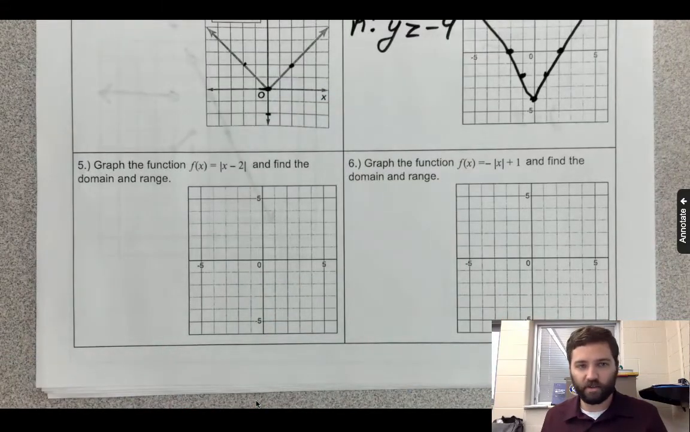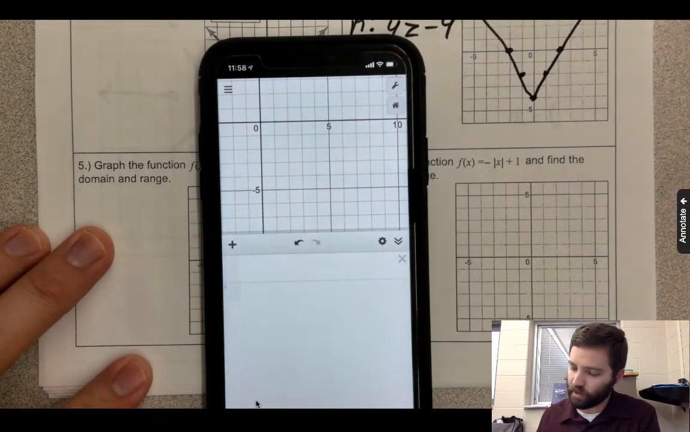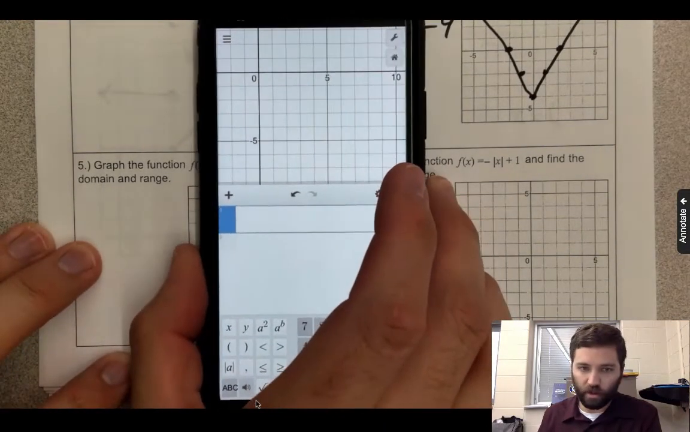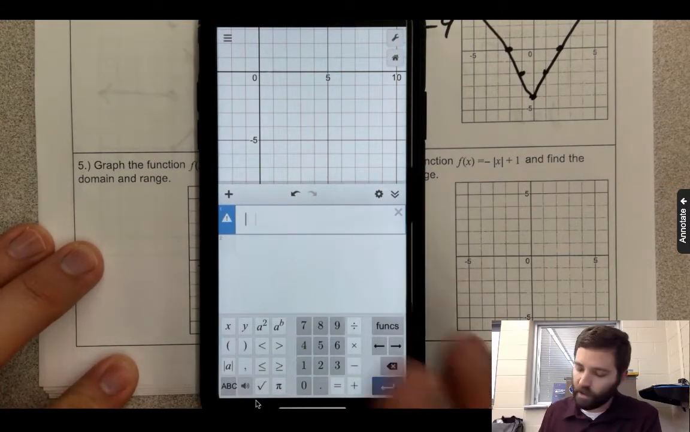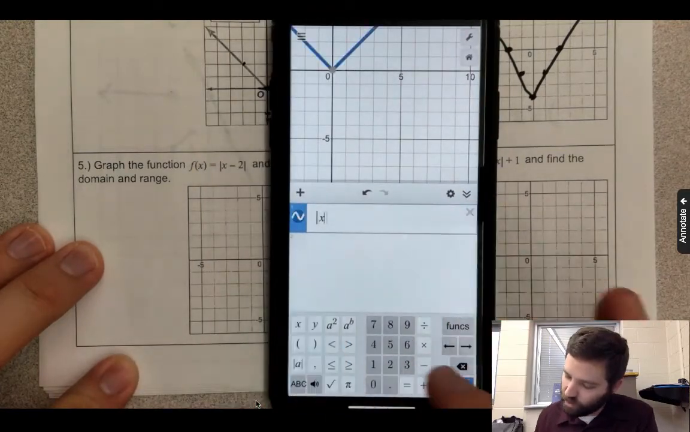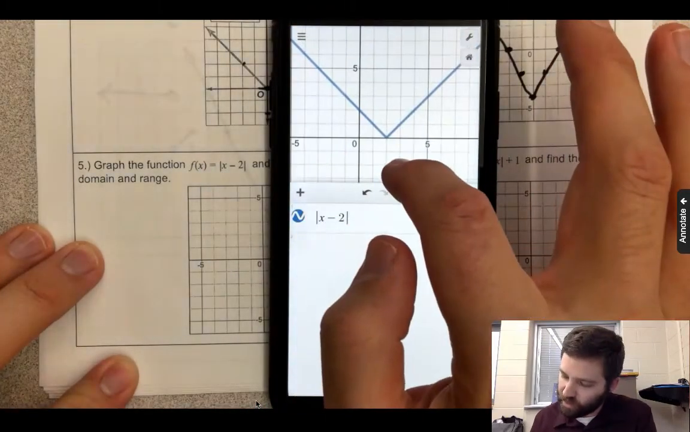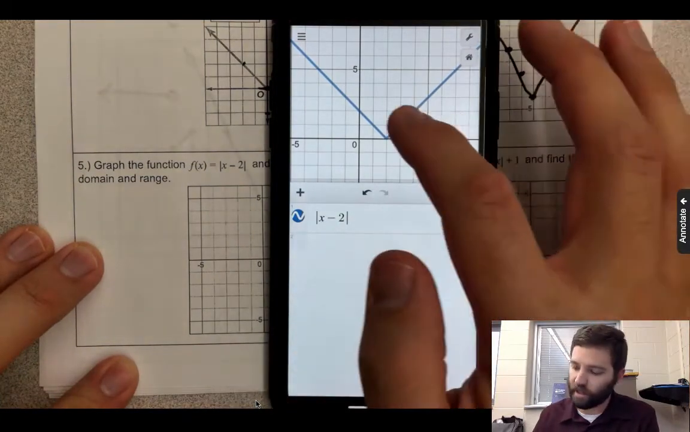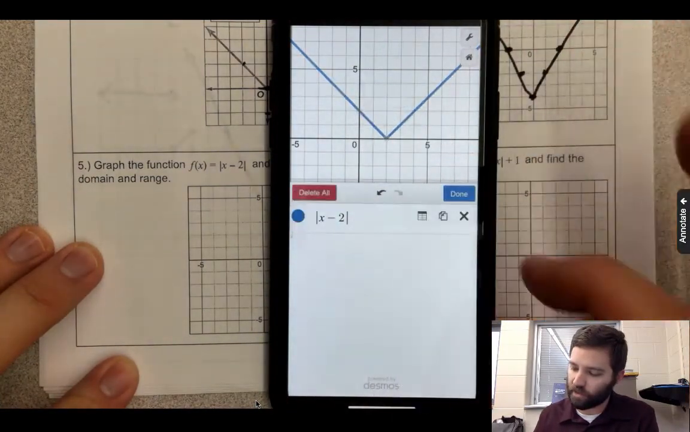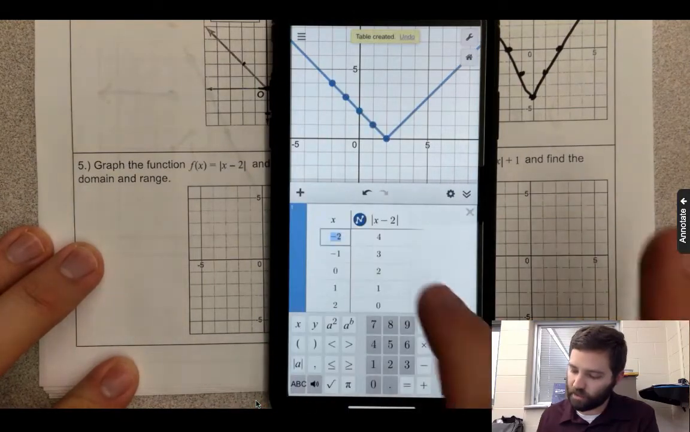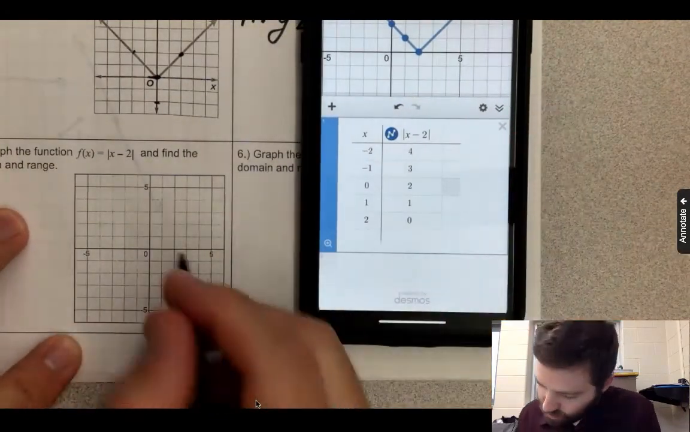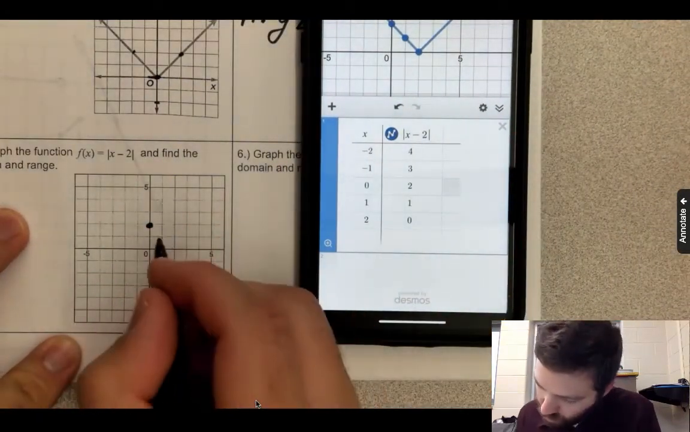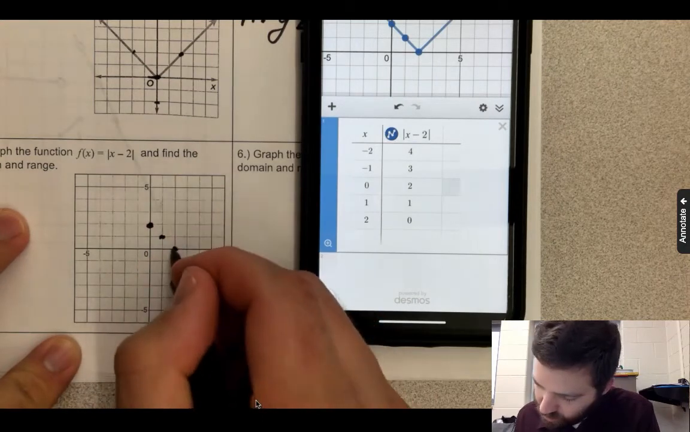Graph the absolute value of x minus 2 and find the domain and range. Why don't I just show you that one on this calculator here, just so you've got both that you can look at. You can just hit the absolute value bar if you want. Absolute value of x minus 2. What that does is move the absolute value graph to the right. You can see some points here. If you want to turn that into a table, hit the gear and hit the table, and you can see there's some points that we can plot. We do that real quick: 0, 2; 1, 1; 2, 0; and same going the other way.